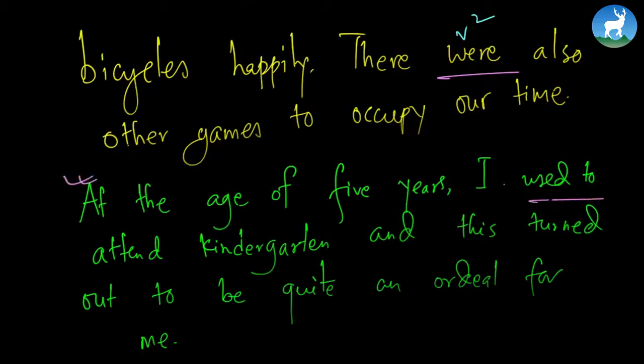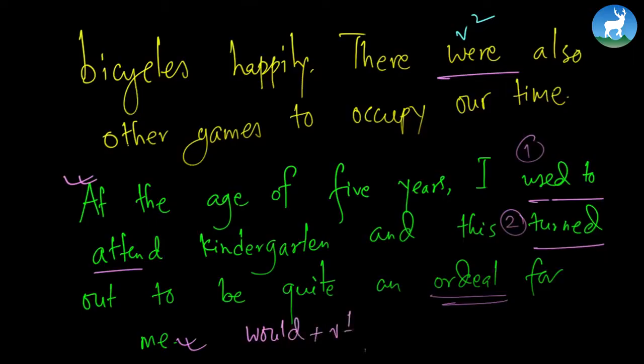At the age of 5 years, I used to attend kindergarten, and this turned out to be quite an ordeal for me. Why an ordeal? So for that, to go on writing, one used to structure is used, another past simple tense is used. So whenever we are writing about the past, we use these structures. One more structure is there, and what is it called? Would plus V1. We haven't really used that structure until now, but we will use it anyway.